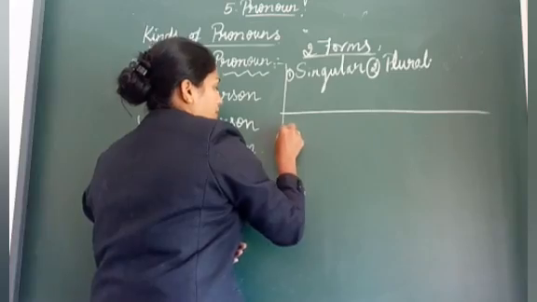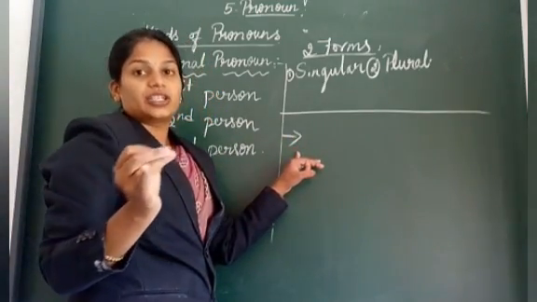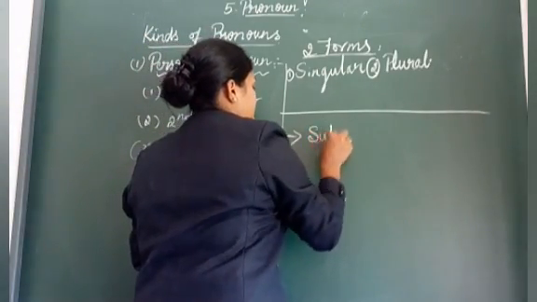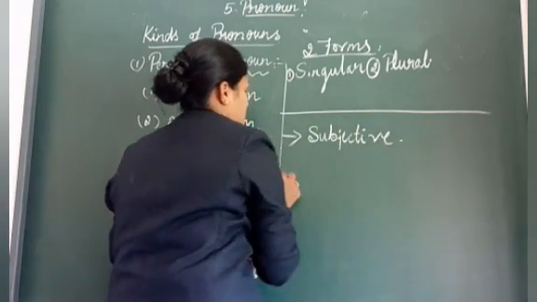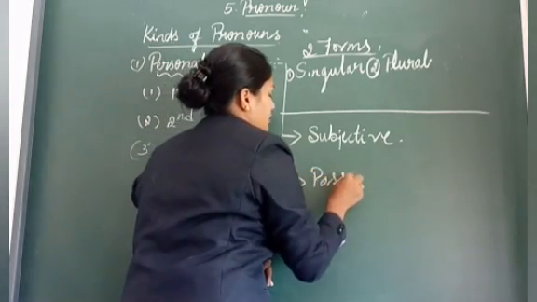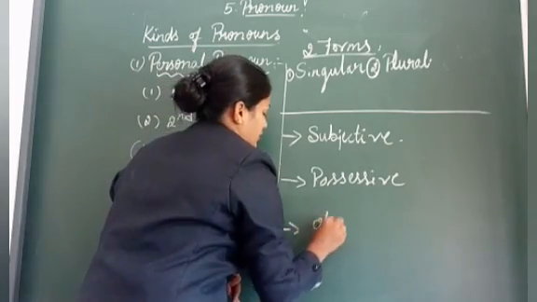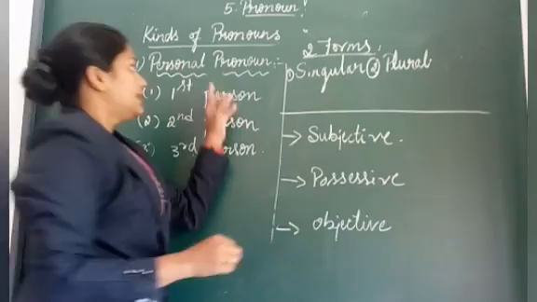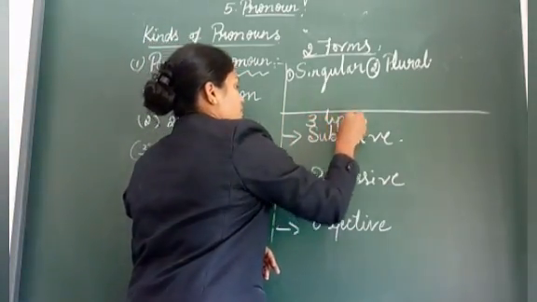Which are those? First is subjective. Next, possessive. Then objective. Okay. So in the personal pronoun, we divide it into three types. Which are those?